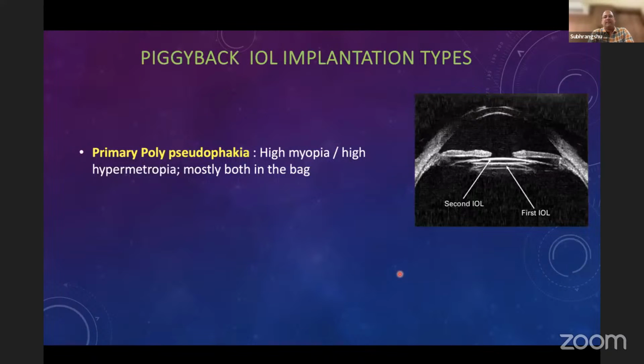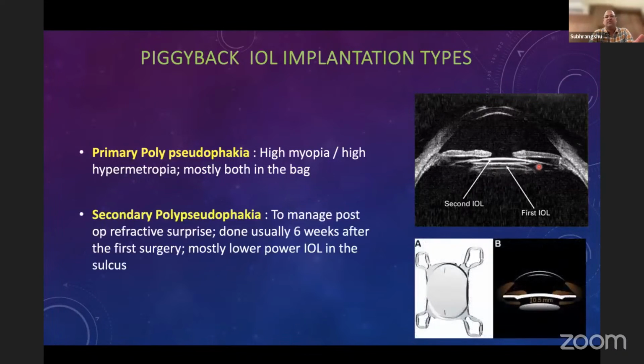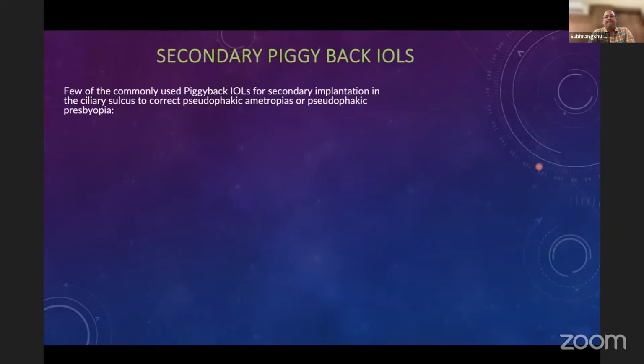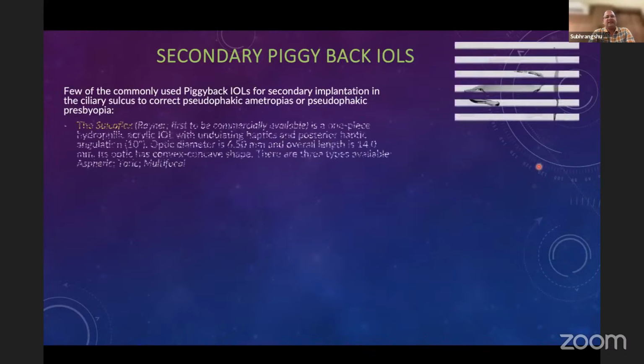So, primary pseudophakia for managing post-op refractive surprises, usually done 4 to 6 weeks after, in cases like, for example, RKs where explanting a lens would be difficult and so on. So there are quite a few piggyback lenses that are in use.